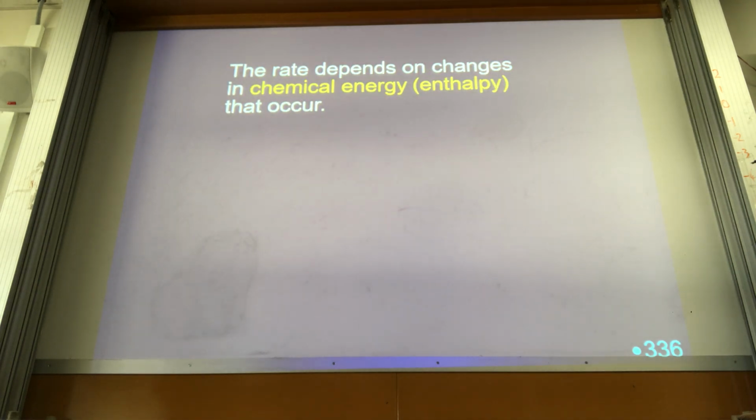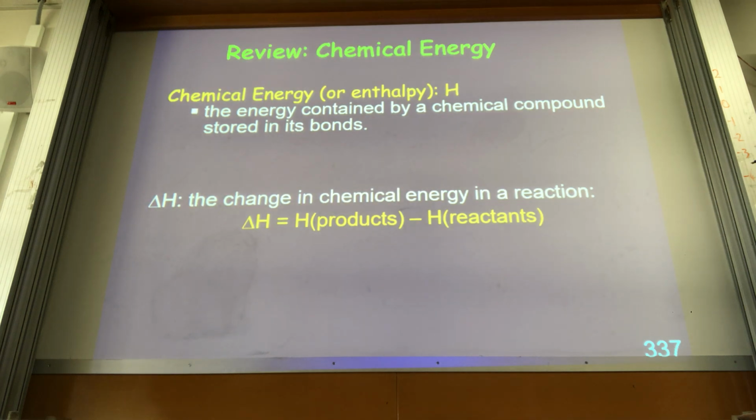Now we can best understand how the rate of reaction changes by understanding the changes in enthalpy, that is the changes in chemical energy that occur over the course of a reaction. We've done a little bit of that before. Enthalpy, otherwise known as chemical energy, is the energy stored in the bonds of the compound, and we look at delta H, the way that energy changes over the course of a reaction. That's the enthalpy of the products minus the enthalpy of the reactants.